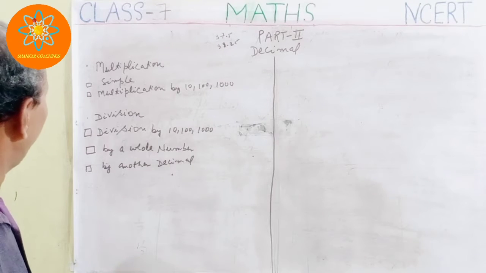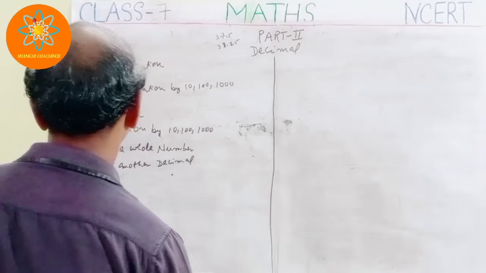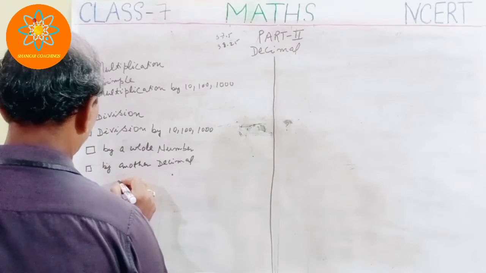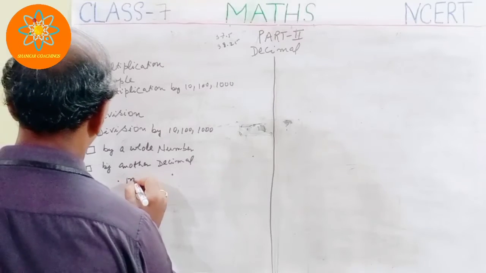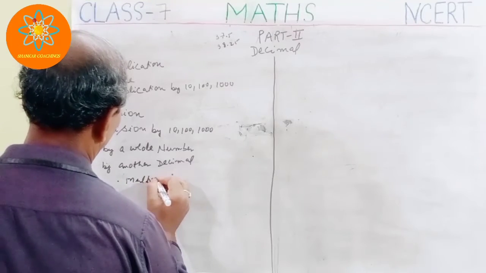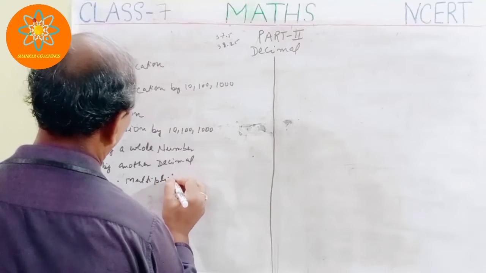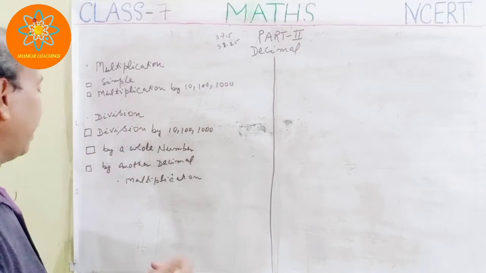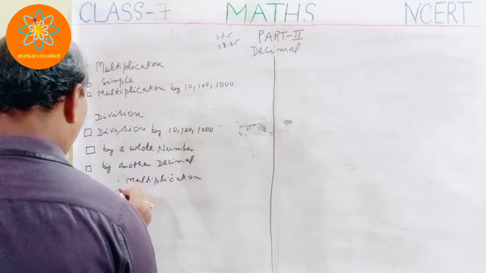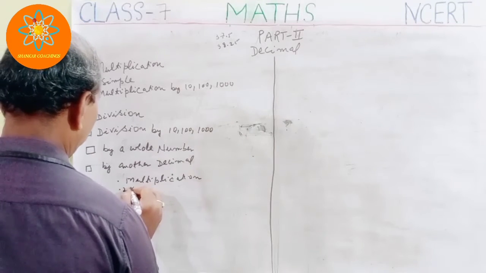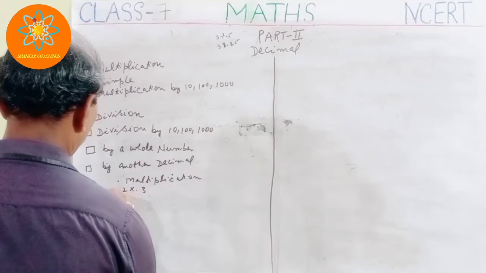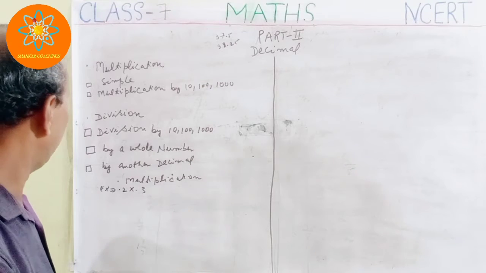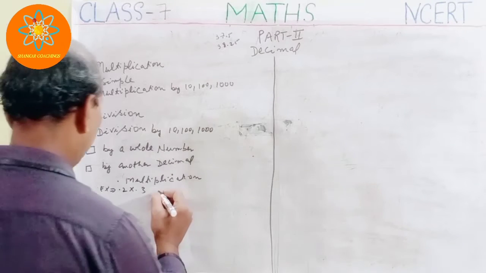Now I will take the multiplication. The first one I'm taking is multiplication. Let's suppose I have two numbers. This is 0.2 and I multiply this by 0.3. I want to find what is the value of 0.2 into 0.3.